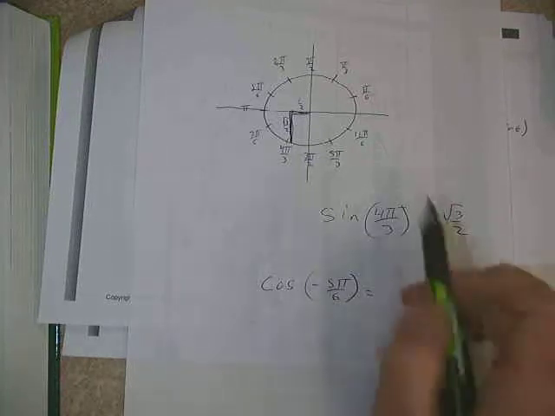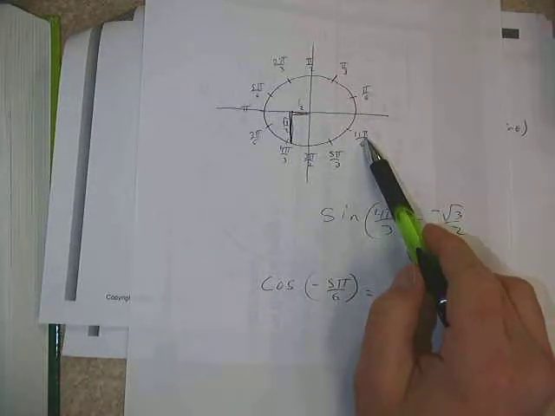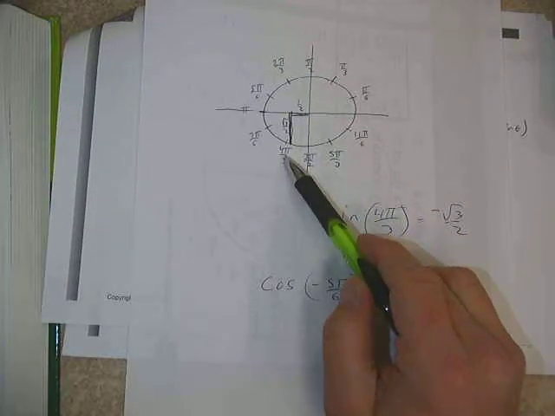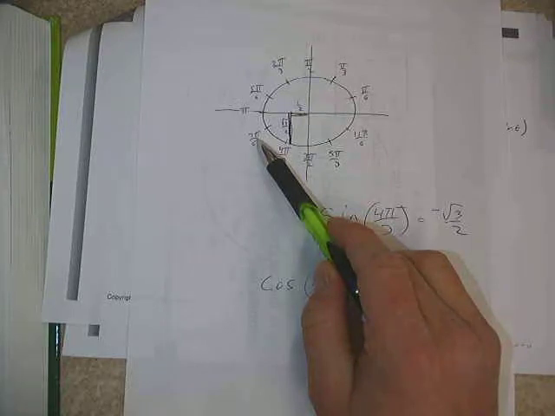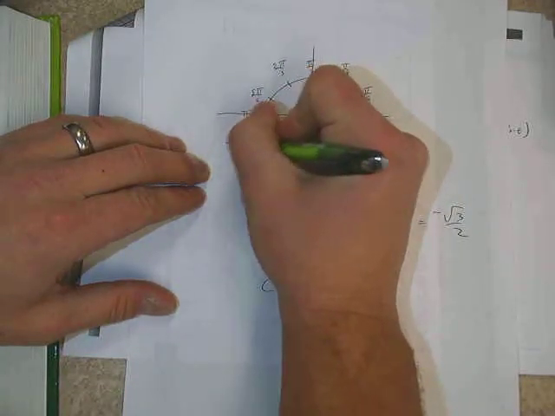Okay. Let's try another one. How about the cosine of, let's say, -5 pi/6? So if I have to find the cosine of negative 5 pi over 6, watch my count here. Again, we're going to start here. We're going to go clockwise this time.